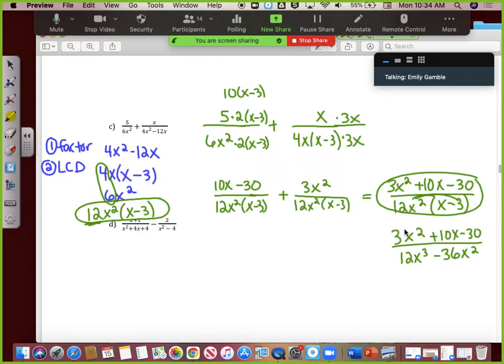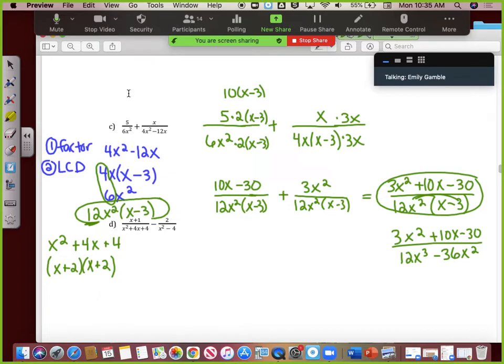Okay, so I feel like all of these problems are a little bit different. Letter D is the last one we'll be able to do today, and this one's different than the first couple of ones we did, because for this one here, the first thing you're going to want to do before you look at any denominators and find the least common denominator or anything like that is factor them. So x squared plus 4x plus 4 can be factored into x plus 2 times x plus 2. And I know that because 2 times 2 is 4 and 2 plus 2 is 4.